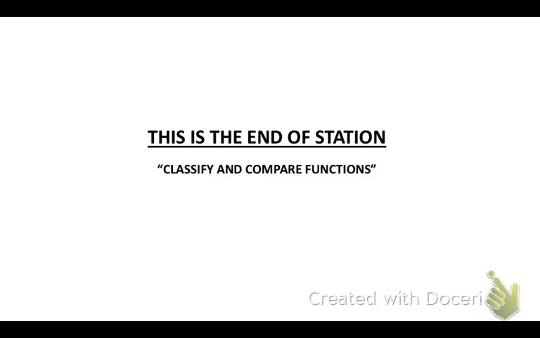All right, this is the end of the review of classifying and comparing functions. If you'd like more practice problems, talk to your teacher or Google any of these topics.